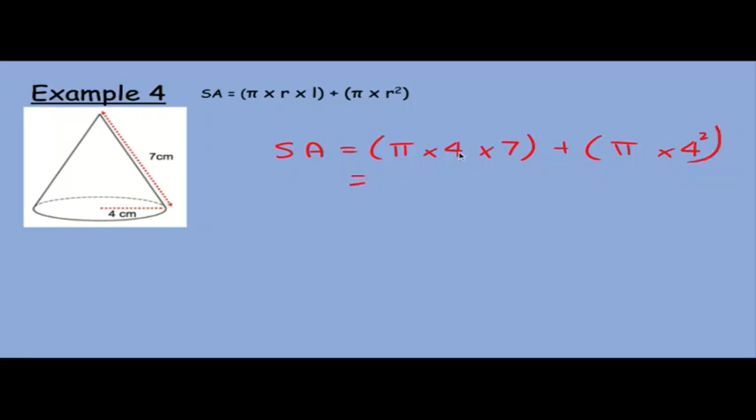So let's work these out in terms of pi first. So 4 times 7 is obviously 28. So we've got 28 pi. 4 squared is obviously 16. So we've got 16 pi. So if we just add up 28 and 16, we'd end up with 44. So we have 44 pi. And now it's the first time we need to use our calculator.